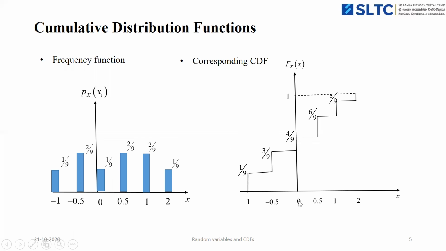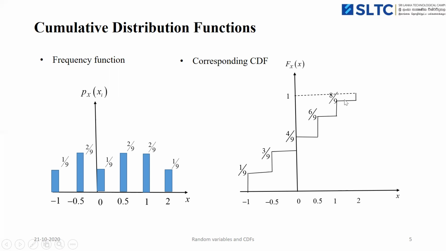Then the CDF of 0 is obtained by adding the three frequency functions, that is 1 by 9 plus 2 by 9 plus 1 by 9, which is equal to 4 by 9. And for 0.5, the CDF function is obtained by adding the 4 frequency functions, that is 1 by 9 plus 2 by 9 plus 1 by 9 plus 2 by 9, which is equal to 6 by 9.